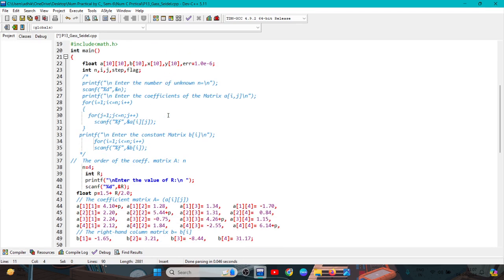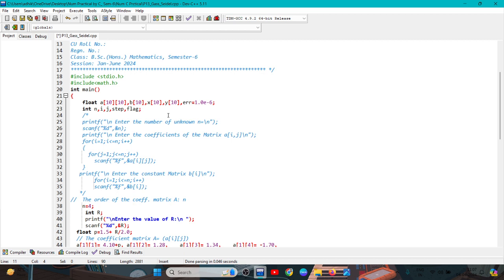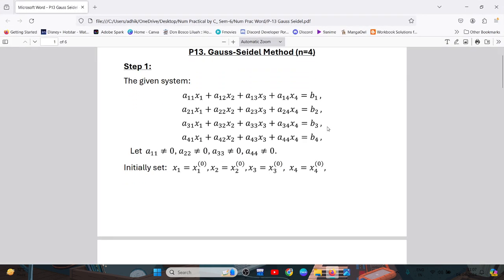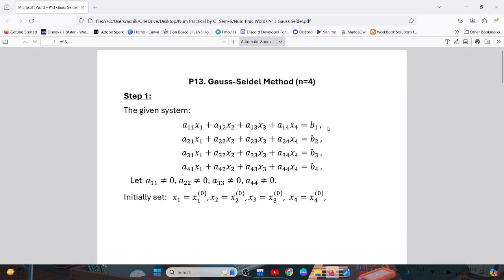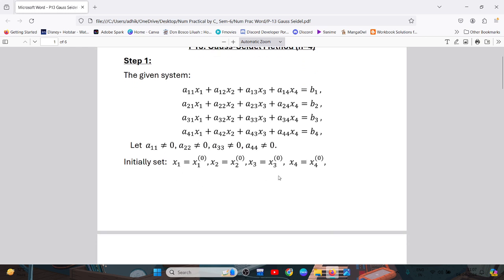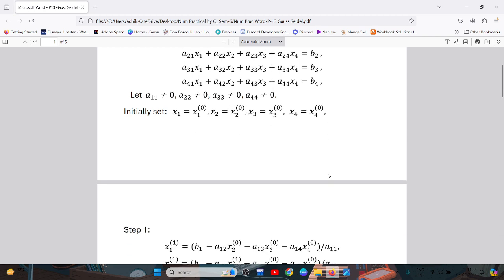This Gauss-Seidel method is the same as the Gauss-Jacobi method. What is the difference between them? For that, we discuss this iterative method, the Gauss-Seidel method, here for n equal to 4. That is the 4 by 4 coefficient matrix, and the initial values are x1 0, x2 0, x3 0, x4 0.